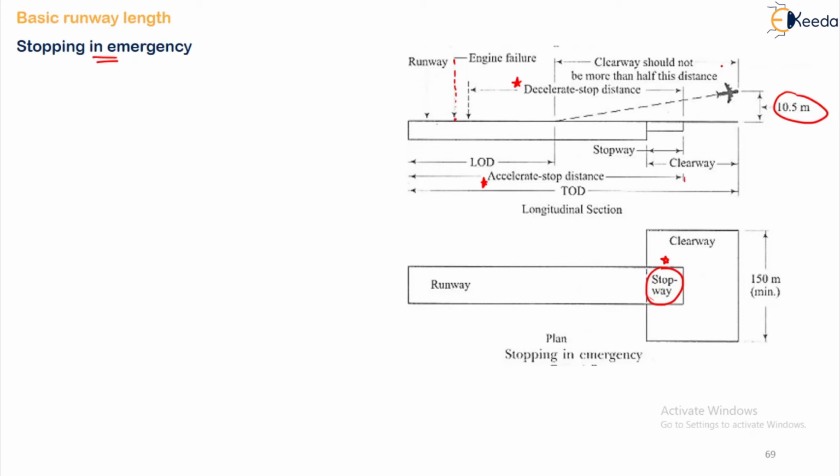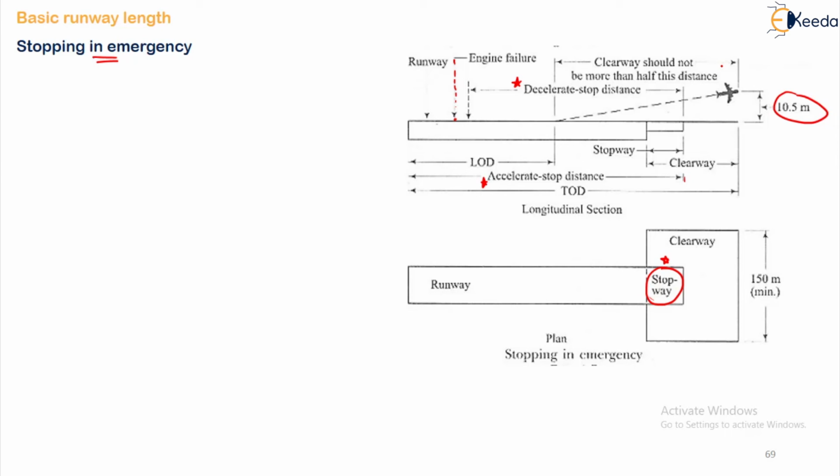It also incidentally recognizes the infrequency of the occurrence of engine failure. In case of engine failure, sufficient distance should be available to stop the aeroplane rather than to continue the takeoff. This distance is known as the accelerated stop distance. It is required to provide a clearway or a stopway or both.